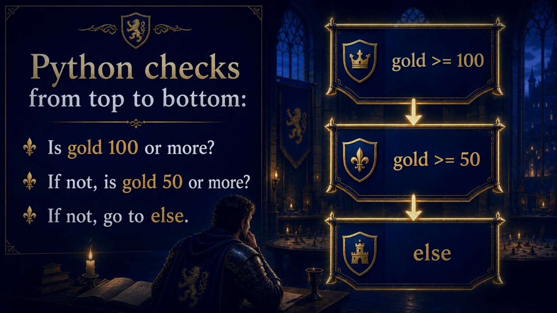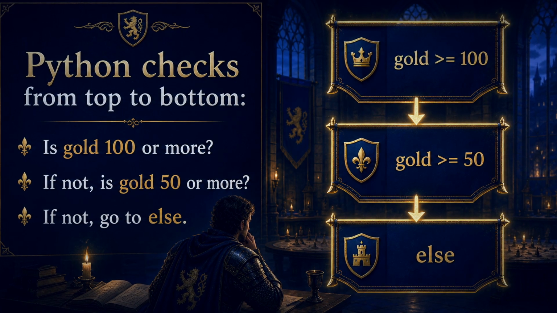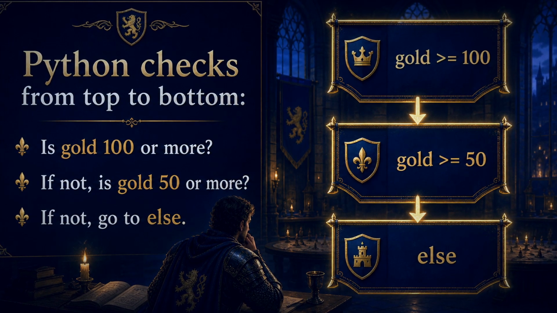Python checks from top to bottom. Is gold 100 or more? If not, is gold 50 or more? If not, go to else.